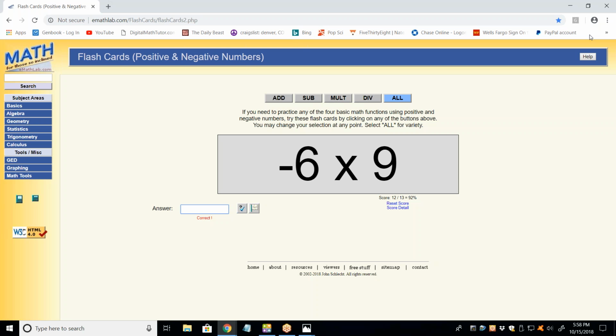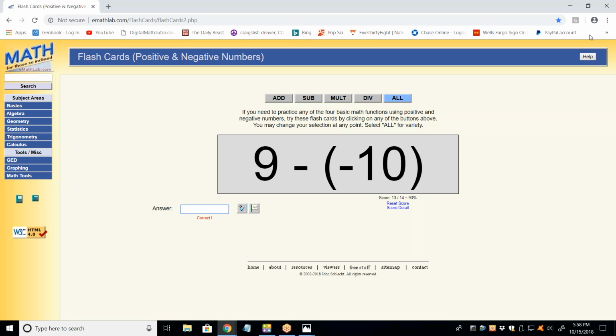What's the sign on this one? It's a negative, so it's going to be a negative. No, this is not. 54. So what's the first digit of the answer got to be? A 5. What's the second digit got to be? 4. Perfect. See how that rule of 9 works nicely? Yeah. What's this?